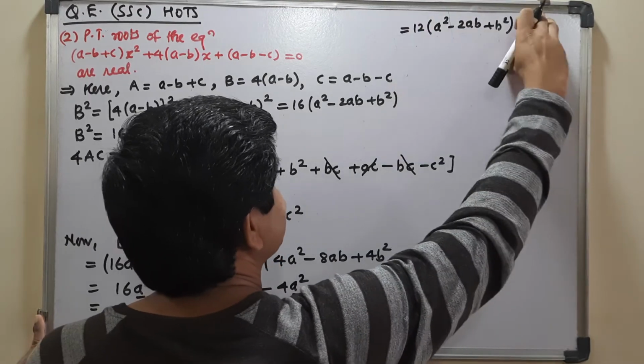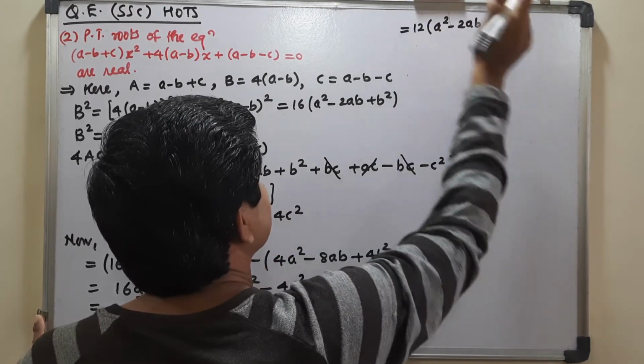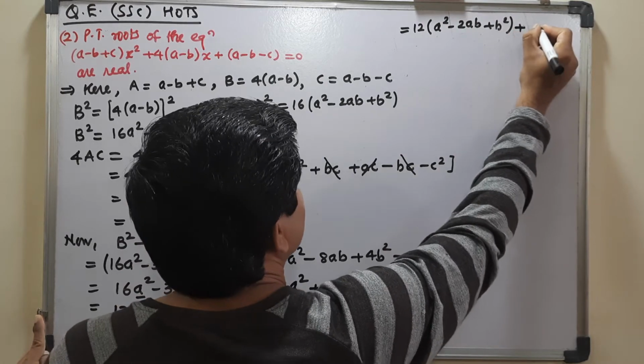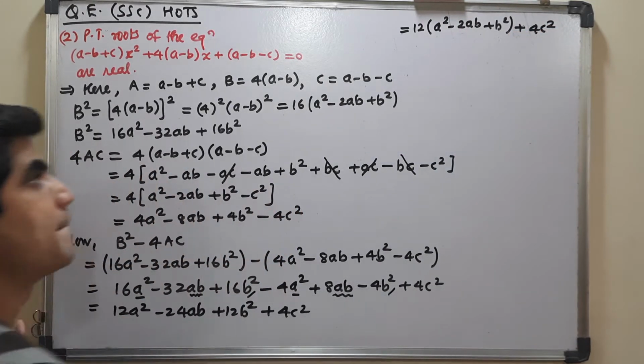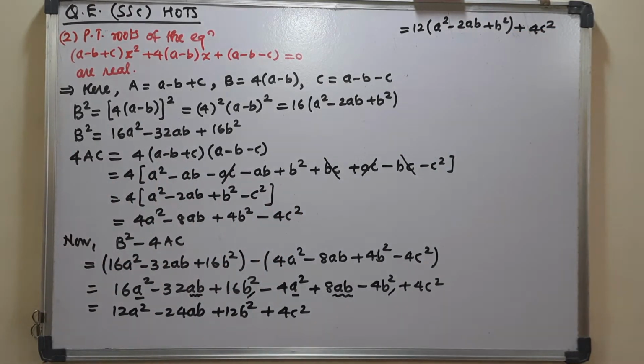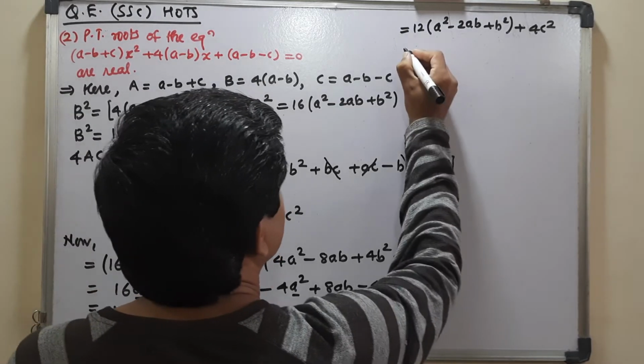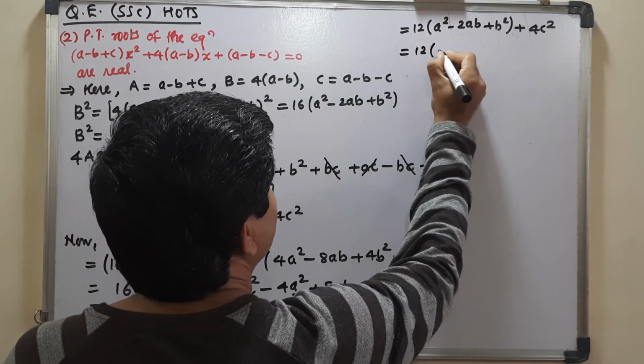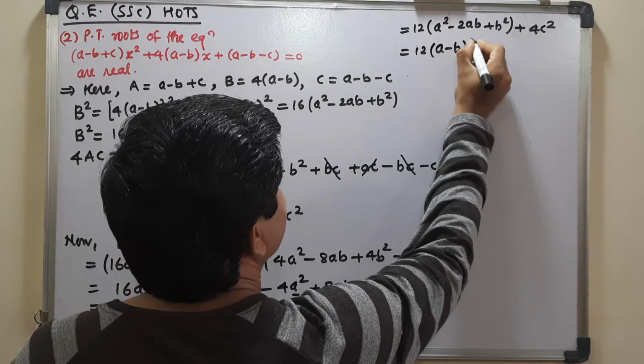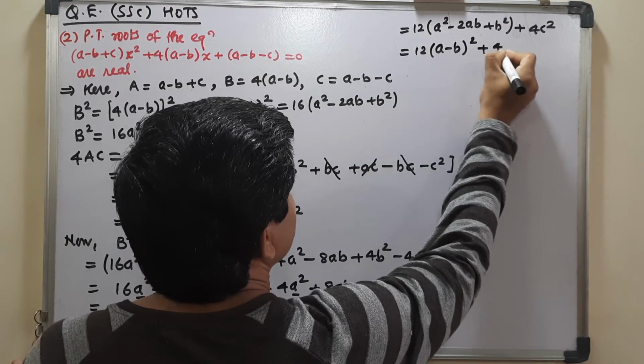plus 4c square. So you can very clearly see that in bracket I have got a square minus 2ab plus b square, which is actually the expansion of a minus b the whole square. So this will become 12 into bracket a minus b the whole square plus 4c square.